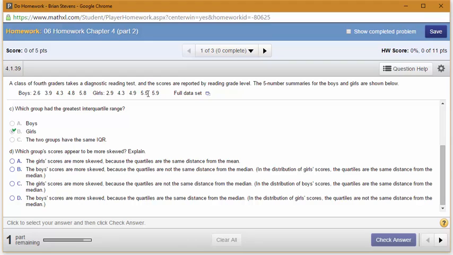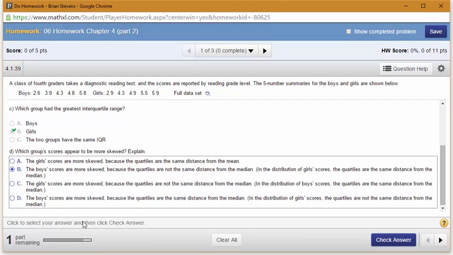I'm just doing the differences between those numbers. Down here on this end, the boys have a difference of 0.4, and the boys have a distance here of 1.4. And that's similar to what the girls have over here. Some would say the boys are more skewed, and let's go ahead and click that. The boys are more skewed than the girls.